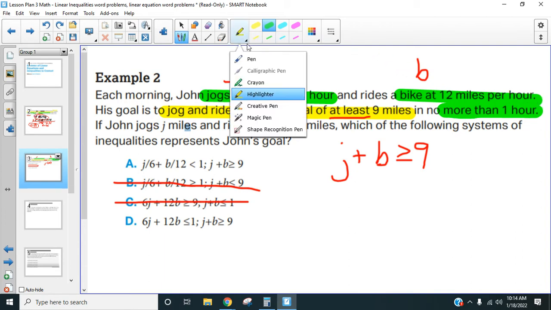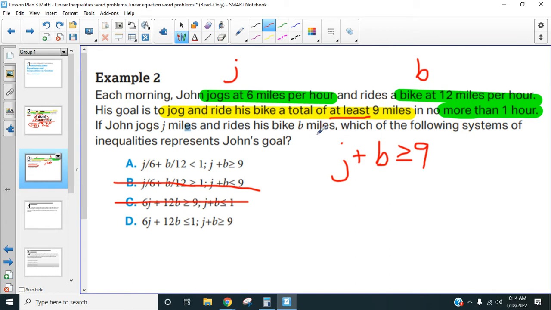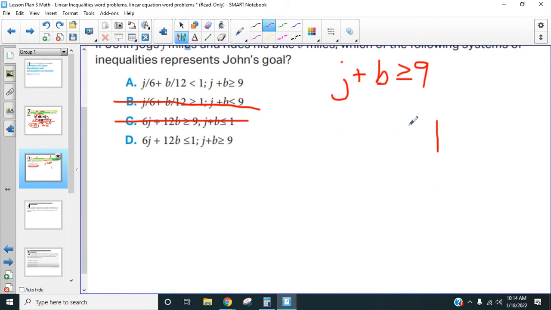All right. I'm going to show you the answer based on two different things. First of all, 1 hour. So 1 is going to be on the side of the inequality over here. No more than 1. And 1 is in hours, right? So that means whatever we do over here with the J and the B, this has to be in hours.